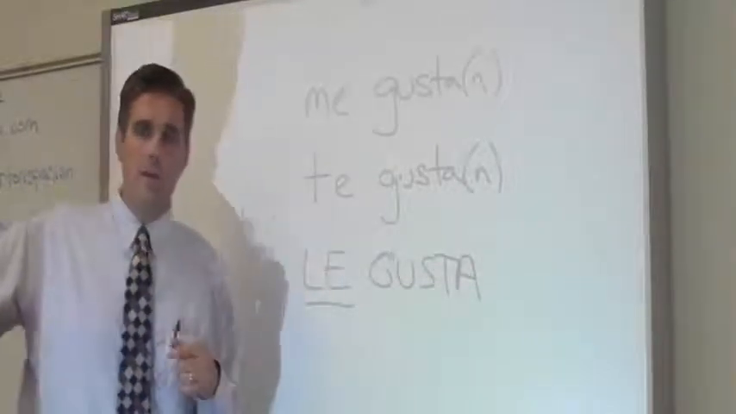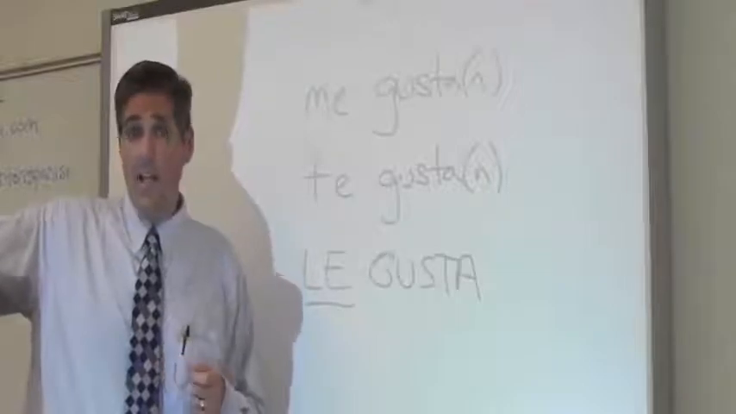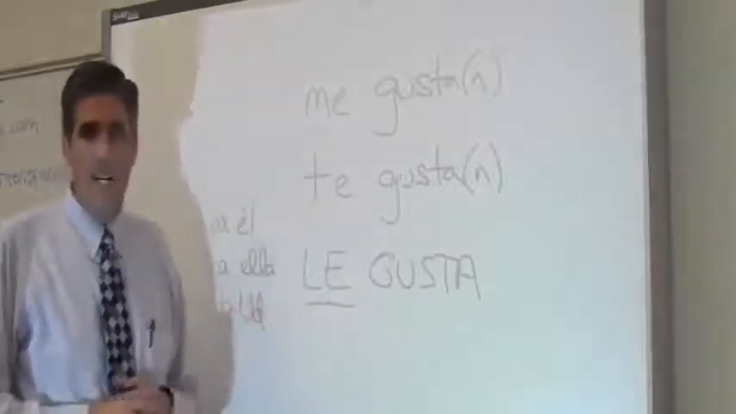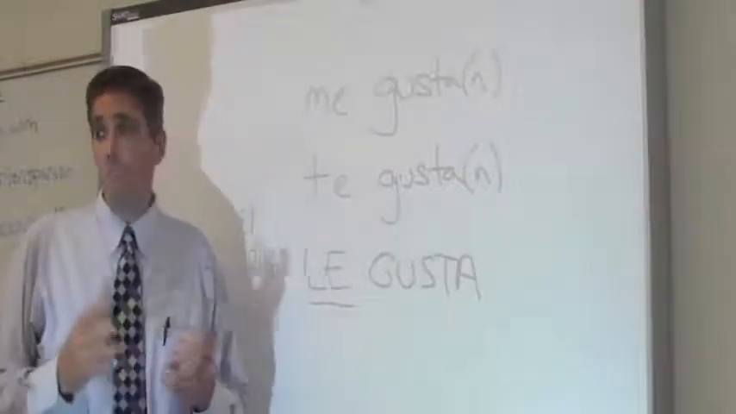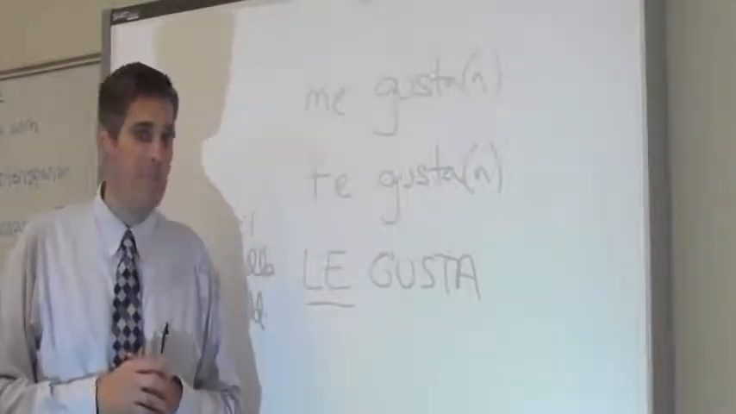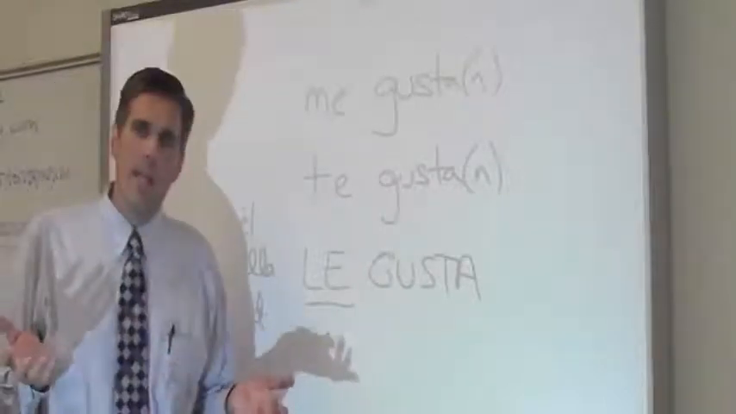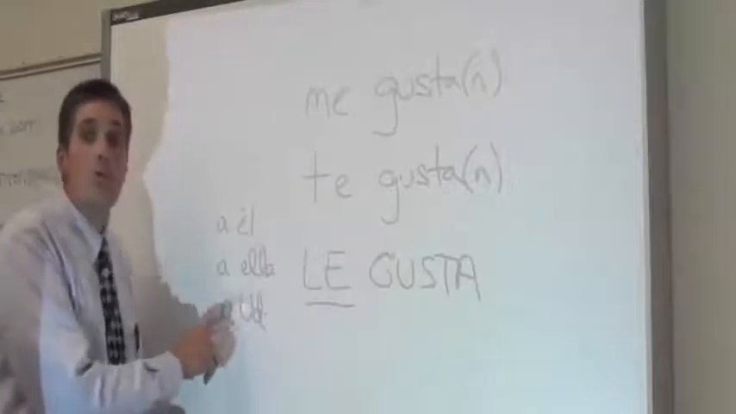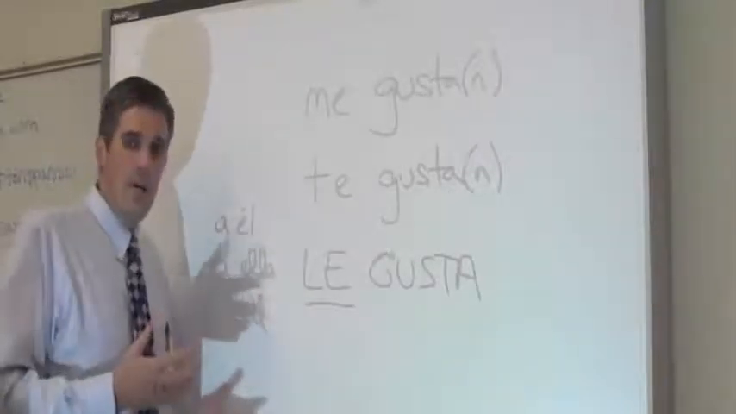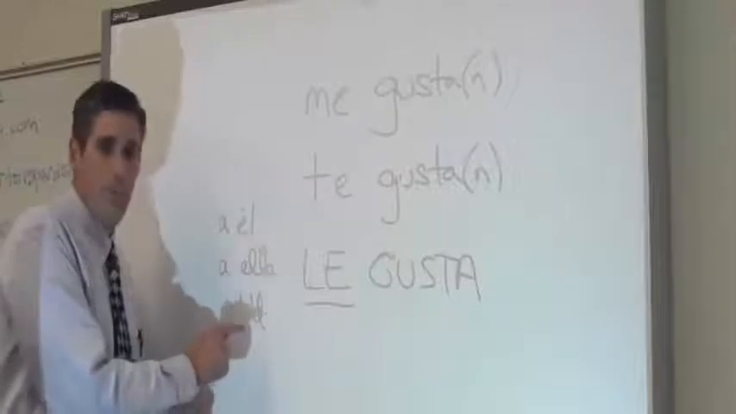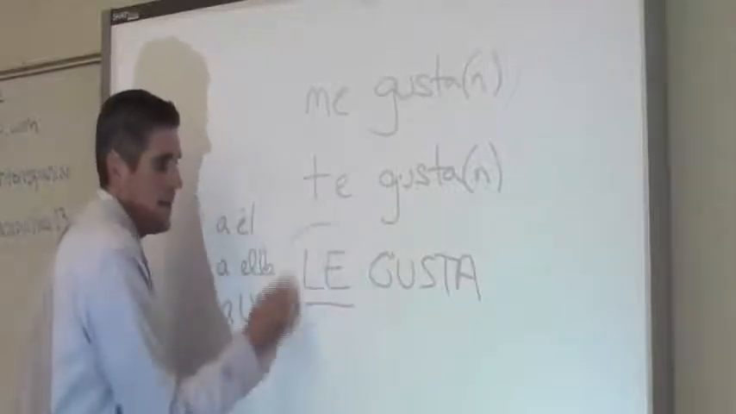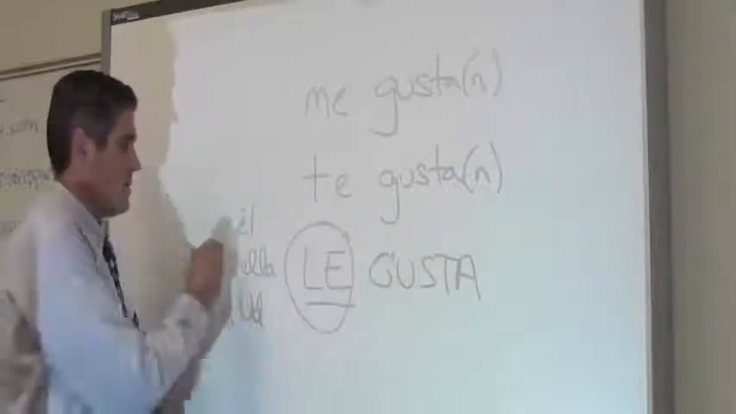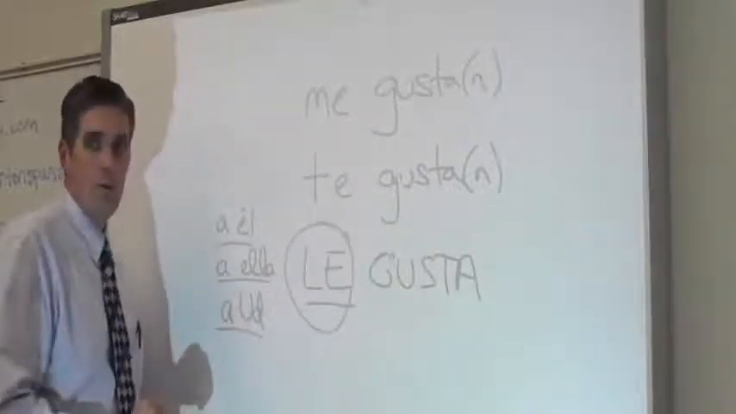But now if I start talking about somebody else, a él le gusta practicar deportes. A ella le gusta leer revistas. A usted le gusta usar la computadora. You'll notice that I'm not saying usted le gusta, I'm saying a usted le gusta. Is it pleasing to you? Because this le can be ambiguous. It could be to him, to her, or to usted. So sometimes we clarify it with one of these if we're not sure which one.